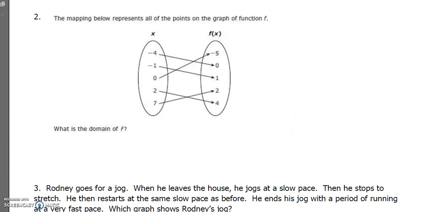Okay, number 2 says the mapping below represents all of the points on the graph of function f. And this is function f because it says f of x. And so then it's asking what is the domain of f. So remember the domain would be my x values. So if this first oval is representing the x values, all I need to do is list that set of numbers. And so we have -4, -1, 0, 2, and 7.